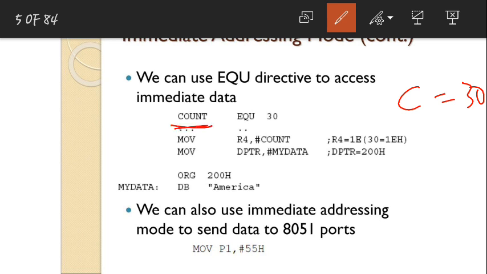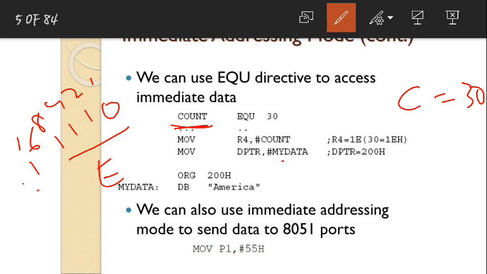So in this complete program, let it be 10 lines or 20 lines or 100 lines, whatever the program is, wherever you use count, that will be equal to 30 in decimal. If you write it in hexa, that will be equal to 1EH. 30 means 16 plus 8 plus 4 plus 2, so in binary it is 1 1110, which is 1E. If you convert the decimal value 30, you will get 1E in hexa.